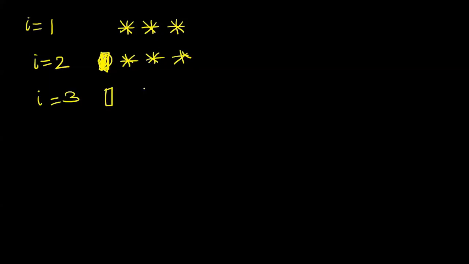Then the value of i becomes 3. Again I will print 3 stars, right? Then the value of i becomes 4 and I will again print 3 stars, right? Then the value of i becomes 5. I will again print 3 stars.